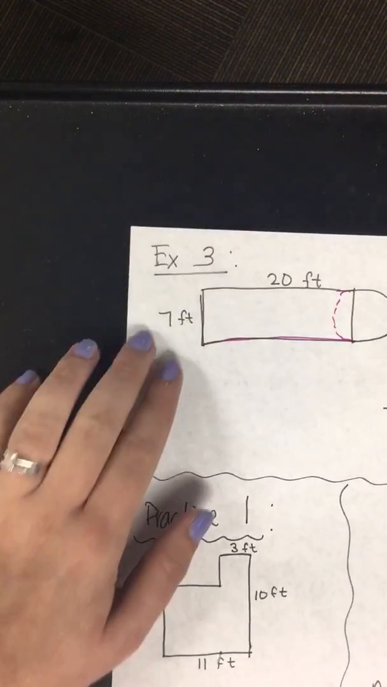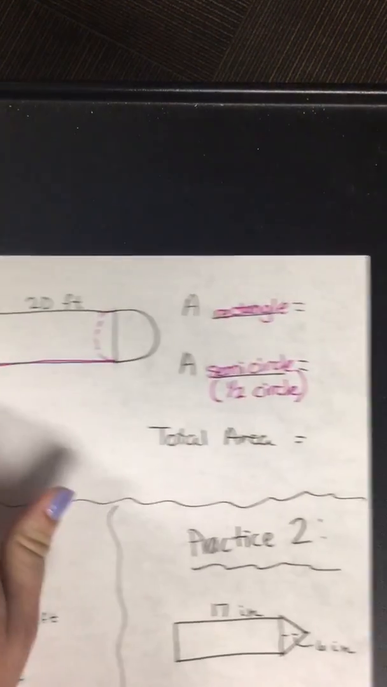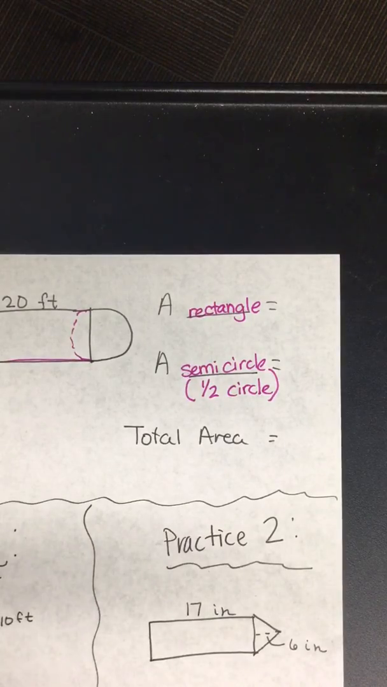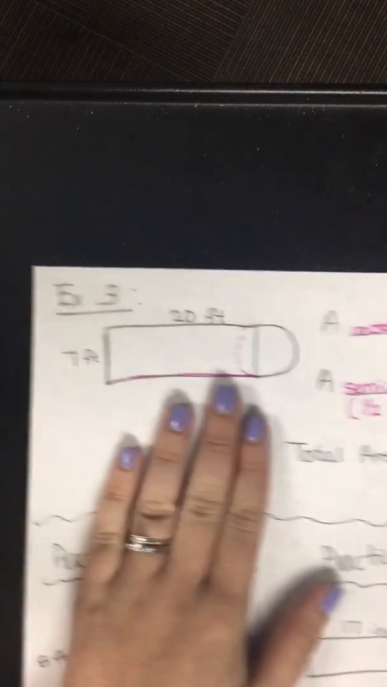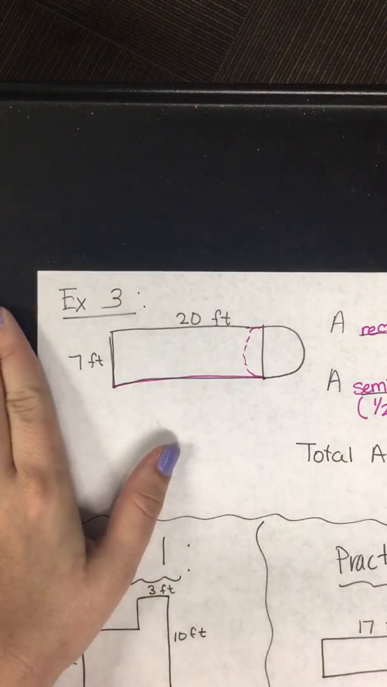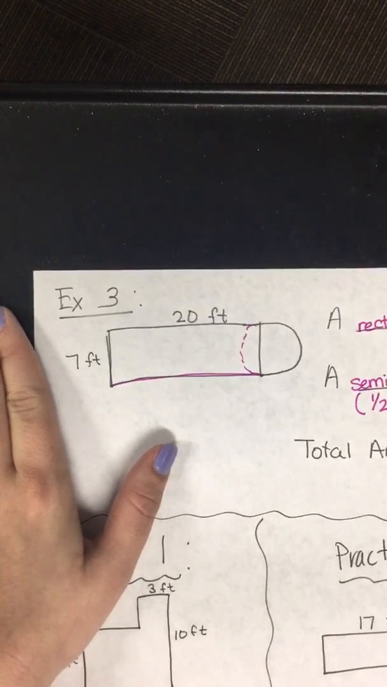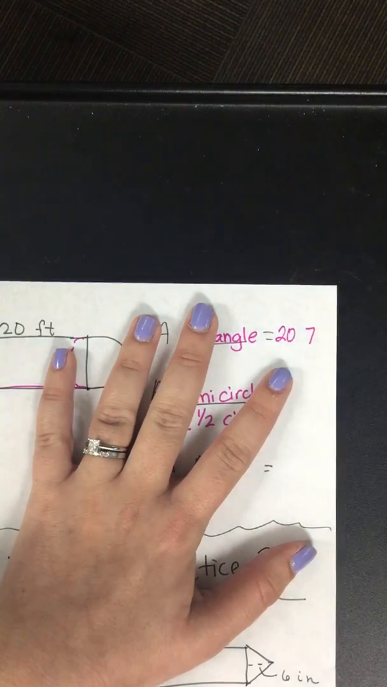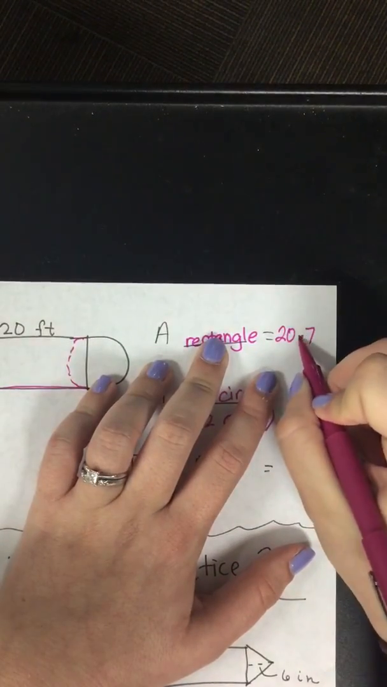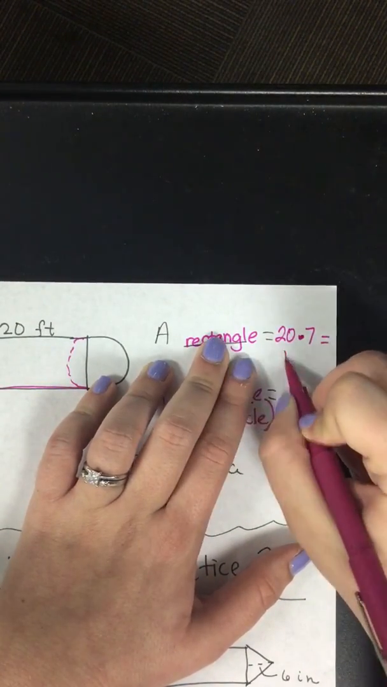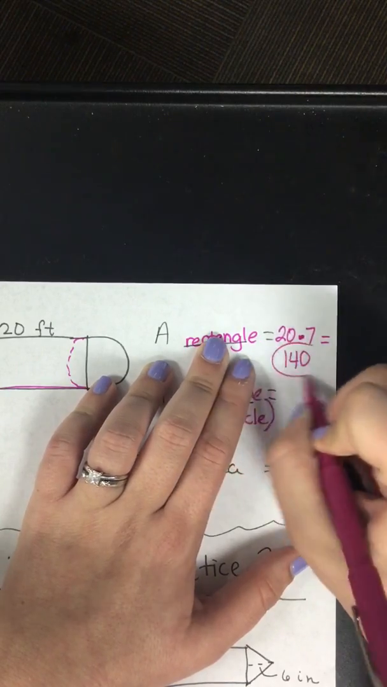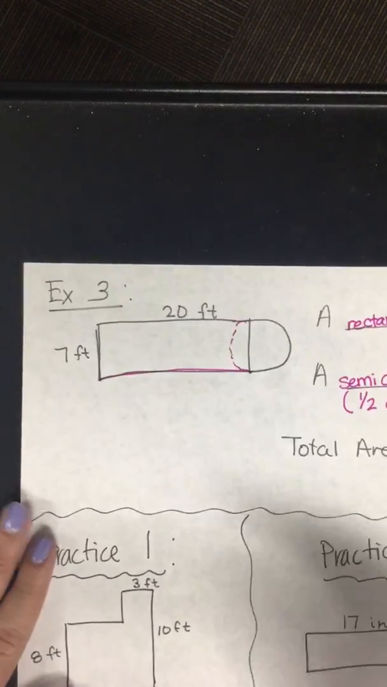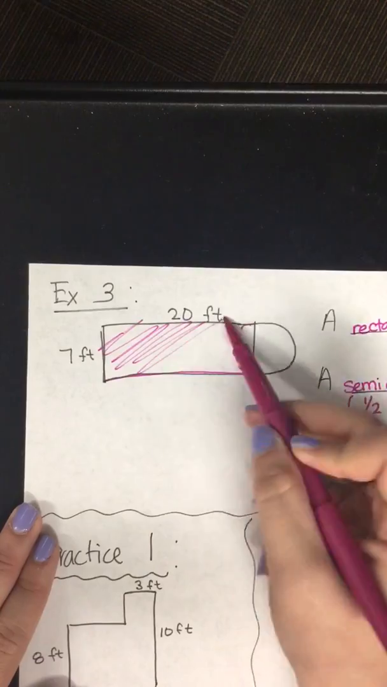All right. Let's start with the easy one. What measurements do we need for the rectangle? 20 and 7. Okay, so what are we going to do with 20 and 7? Multiply. 20 times 7 equals 140. All right, there's part 1. That was easy. We just did all of this.